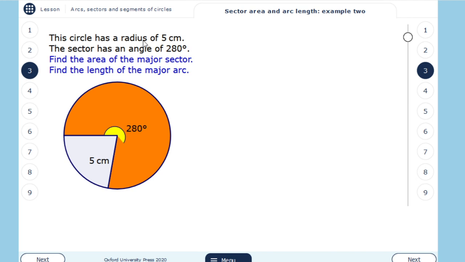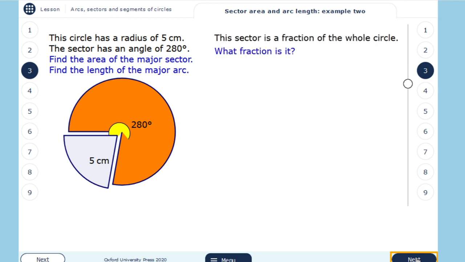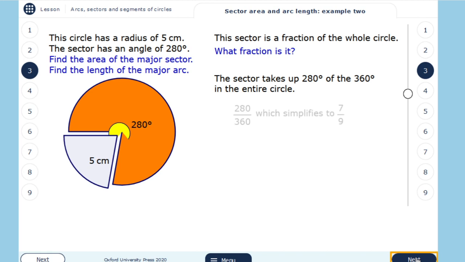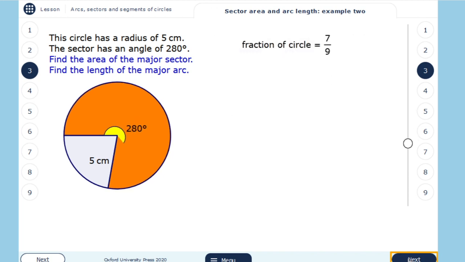Now, this circle has a radius of 5 centimeters. The sector has an angle of 280 degrees. Find the area of the major sector and find the length of the major arc. It's the same problem. Again, this sector is a fraction of the whole circle. How much is it? It will be 280 over 360 degrees, which is 7 over 9.